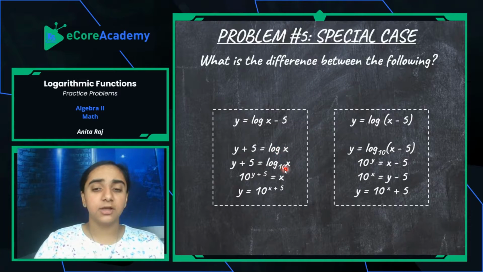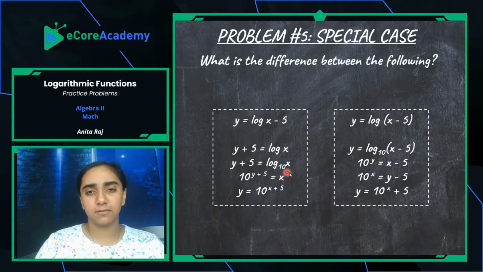What I like to do is write the base 10, so I write y plus 5 equals log base 10 of x, just to remind myself there's a common log there. Then we write it in exponential form, raising 10 to whatever's on this side of the equation, so 10 to the power of y plus 5, and set that equal to x. Finally, we switch the positions of x and y. We get y equals 10 to the power of x plus 5. Y is by itself on one side, so we've solved for y and switched the positions of x and y in one step. So this is the answer you would get if you had no set of parentheses.